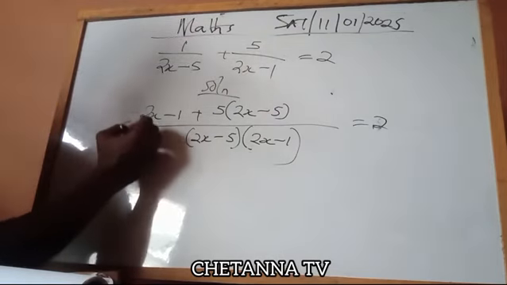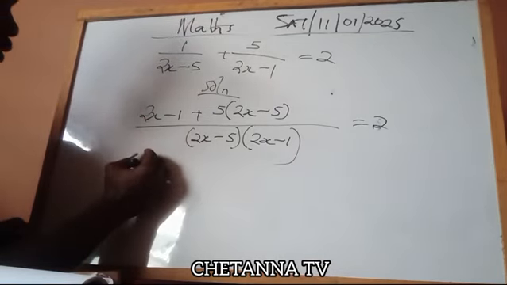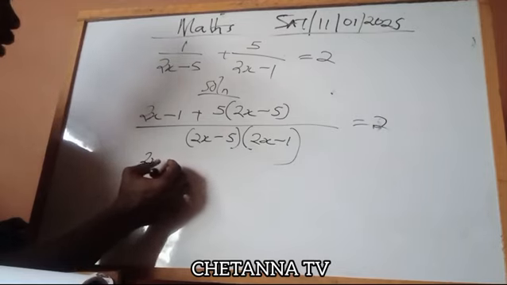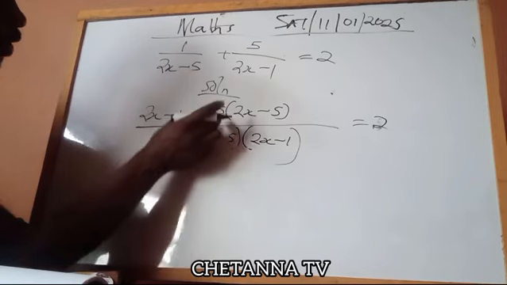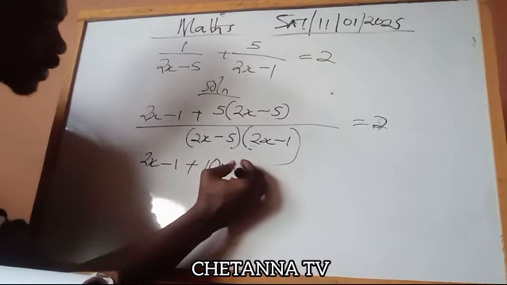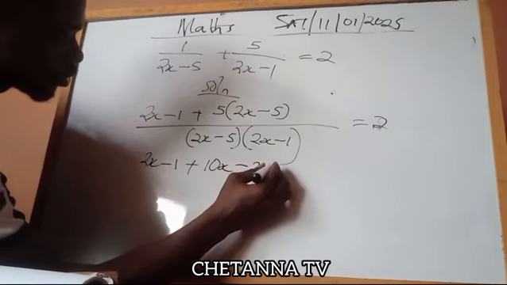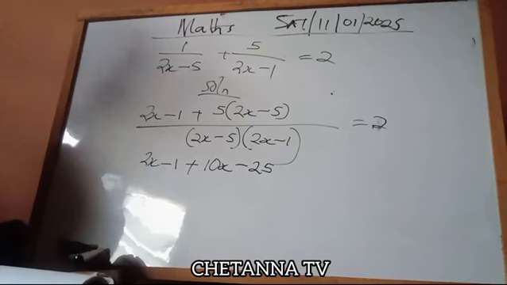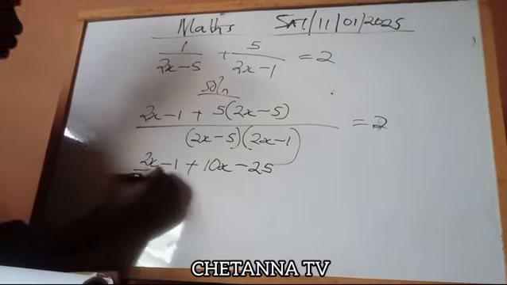Let's go. This here becomes what? 2x. 2x minus 1 plus 5. 5 times 2x is what? 10x. 10x minus what? 25. Is it clear? Good. All over what?